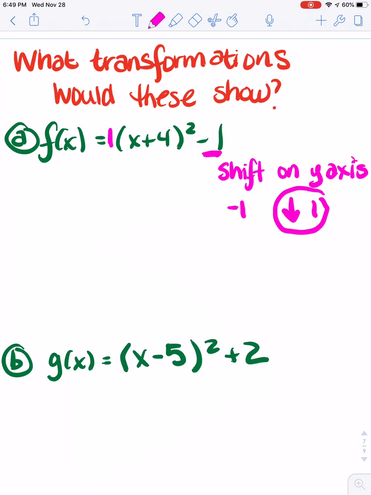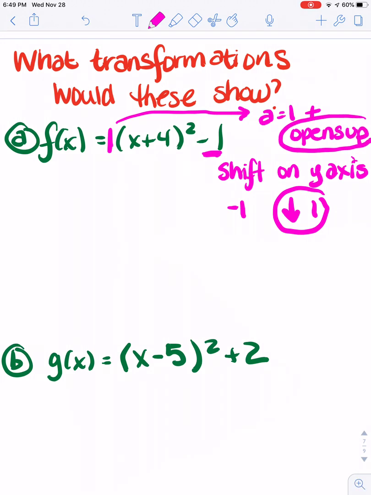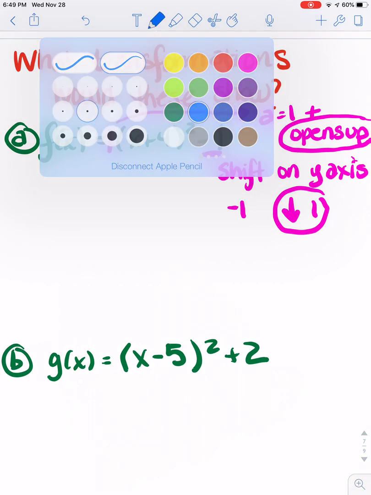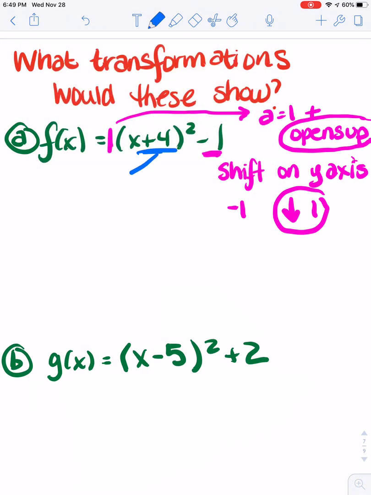Now, also, I assume there's a 1 in the front here. So if A is 1 and it's positive, that means that it opens up. There's another one. And then, if I look in here, that's the closest to the x that we can get. So it is a shift on the x-axis.